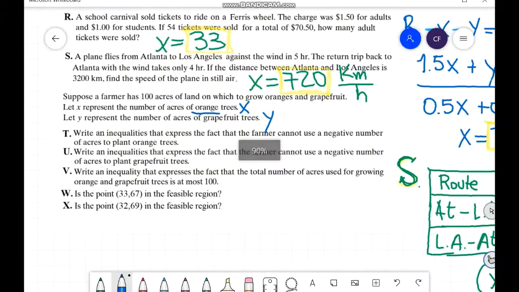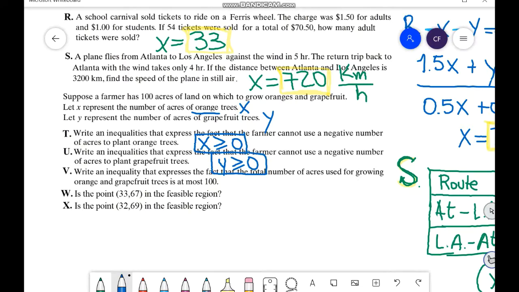Letter T, write an inequality that expresses the fact that the farmer cannot use a negative number to plant orange trees. Orange trees is X. X needs to be greater than or equal to 0. Cannot be a negative number. This is the inequality. Letter U, write an inequality that expresses the fact that the farmer cannot use a negative number to plant grapefruit trees. Grapefruit is Y, needs to be greater than or equal to 0. This is the inequality.